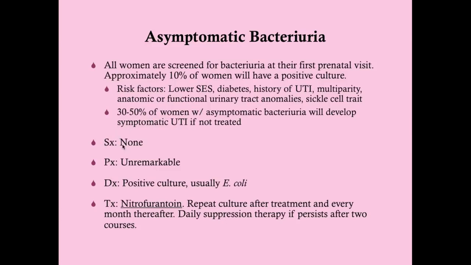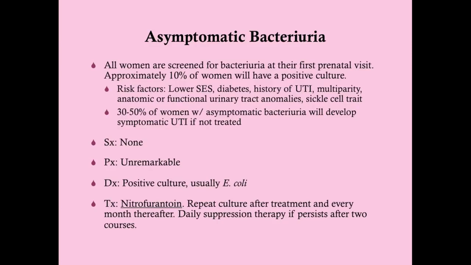The symptoms, of course, there aren't any. It's asymptomatic. Physical exam will be unremarkable. Diagnosis is simply a positive culture, and usually that will grow E. coli. The treatment for asymptomatic bacteriuria, there are multiple antibiotic regimens that you can give. Most commonly, we give nitrofurantoin, also known as Macrobid. You'll give 100 milligrams twice a day, 7 to 10 days, and then you'll repeat the culture after treatment, and then you'll repeat it every month thereafter.